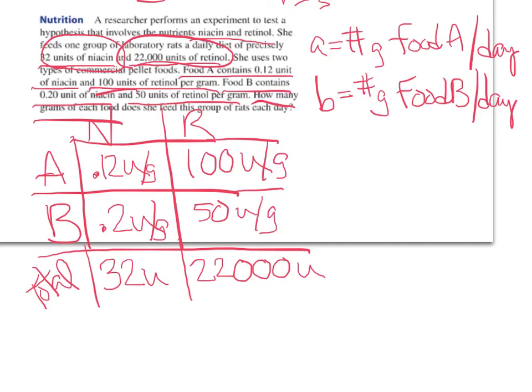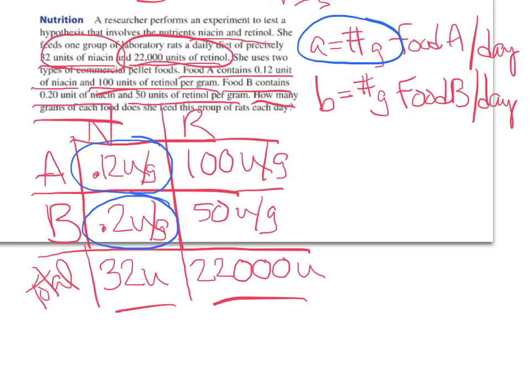Well, that's why these numbers don't add up to 32 and 22,000, because those are the number of units per gram. So you have to figure out how many grams they get. Remember that. So actually now we can see how our equations are going to work out, because we know that the amount of niacin in food A, that many units per gram times that many grams, plus the amount of niacin in food B, that many units per gram times that many grams, should equal 32. So let's write that down.